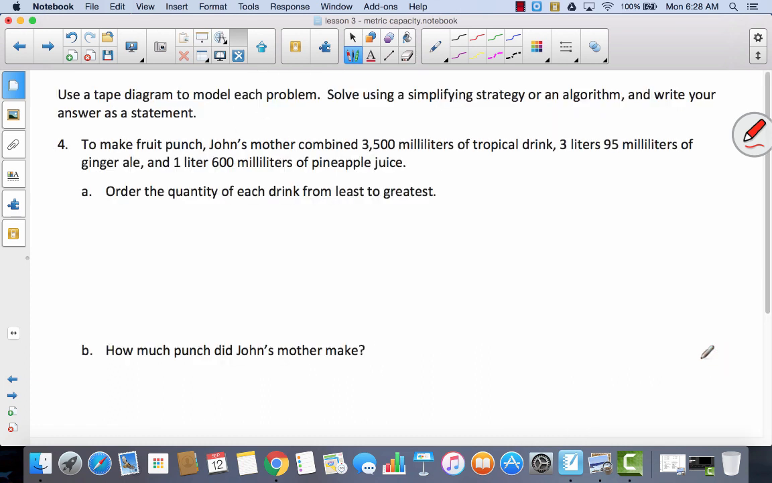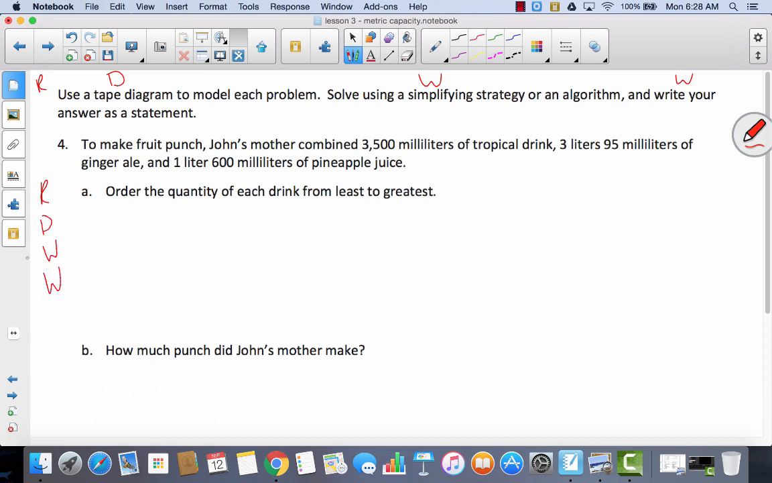All right, so on the back here we have some application problems. And you can see the directions say use a tape diagram to model each problem, solve using a simplifying strategy or an algorithm, and write your answer as a statement. So obviously we're going to read the problem. This is our draw. We're going to draw a tape diagram. We're going to write either a simplifying strategy or an algorithm. That's our number sentence. And then we're going to write our answer as a statement. That's going to be our answer statement. So we are going to be using read, draw, write, and write.